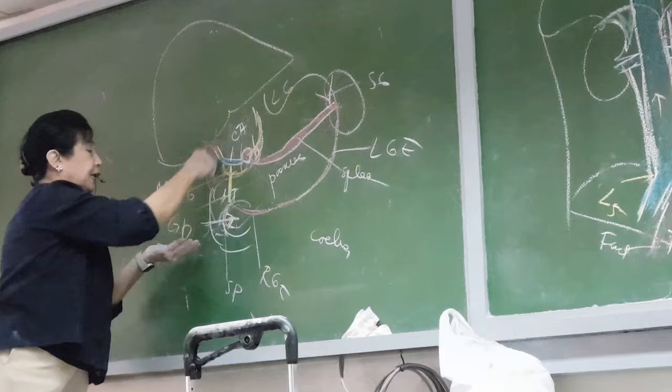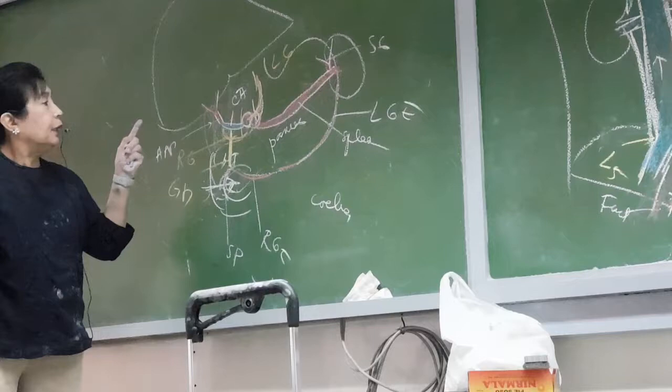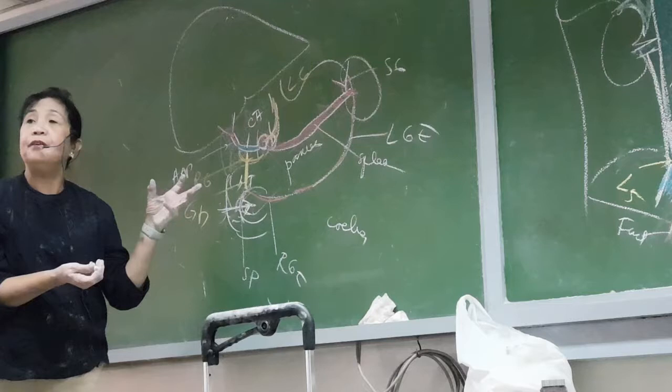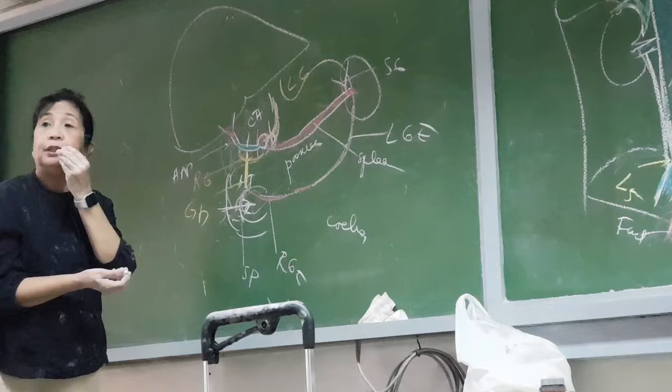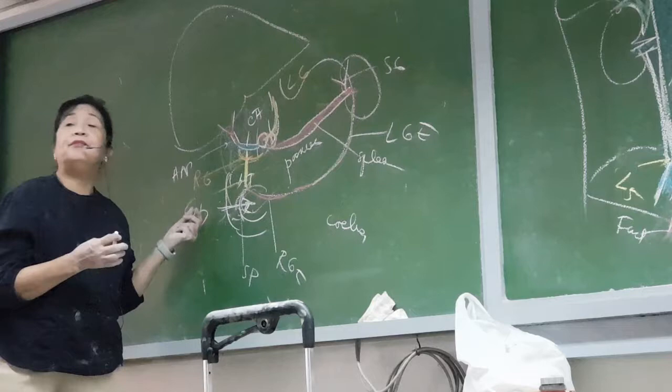The question is, you have too many anastomosing vessels here, right? And if you have an obstruction in any one of these, say atherosclerosis, will you have necrosis? What do you mean by necrosis?